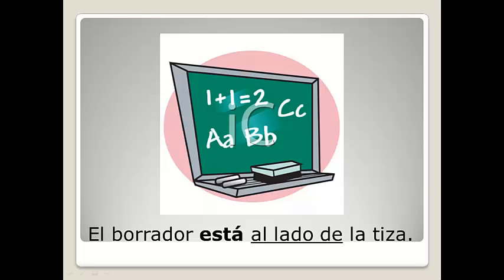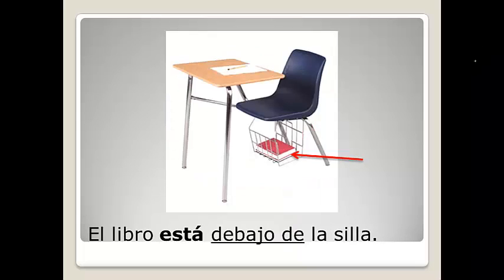El borrador está al lado de la tiza. So we are comparing the location of the eraser and the chalk. We use está because our subject of this sentence is el borrador, and we want to say that it is next to the chalk. So al lado de. Another example, el libro está debajo de la silla. We want to compare the location of the book with the chair. So we are saying that the book is underneath the chair. El libro está debajo de la silla.